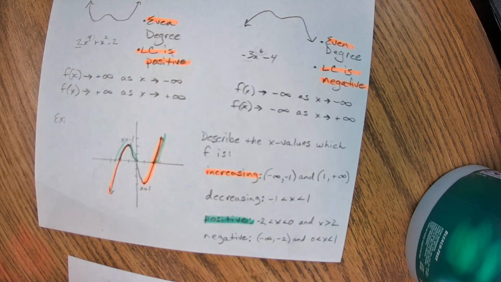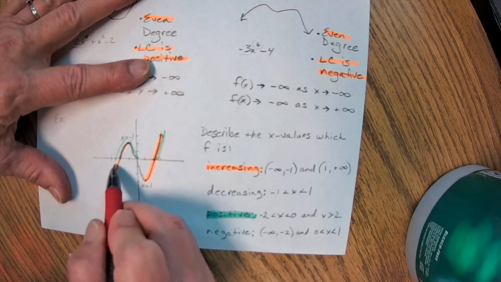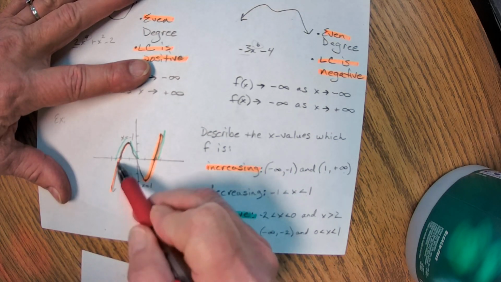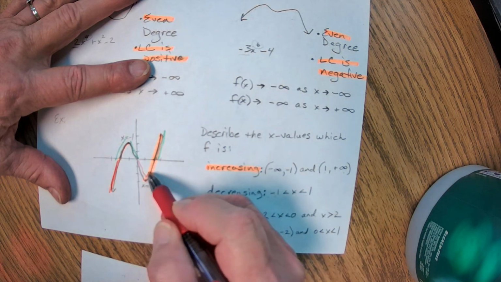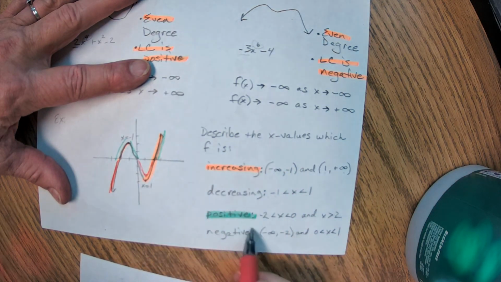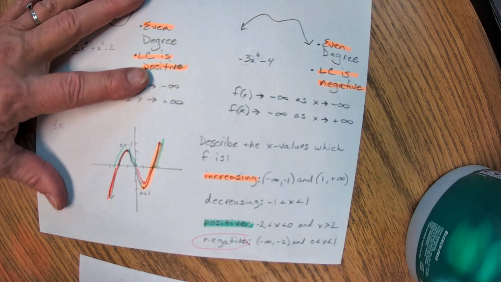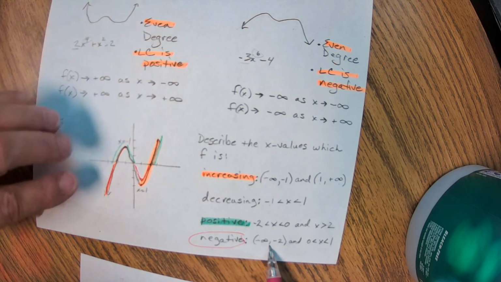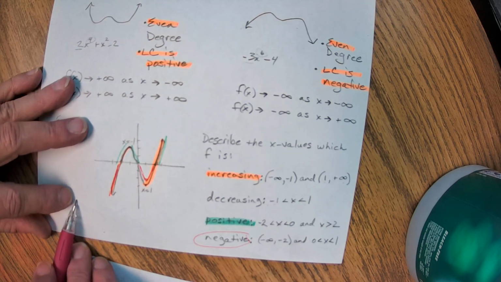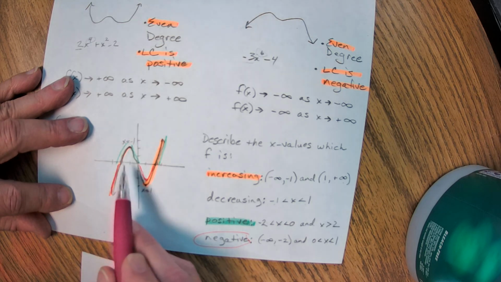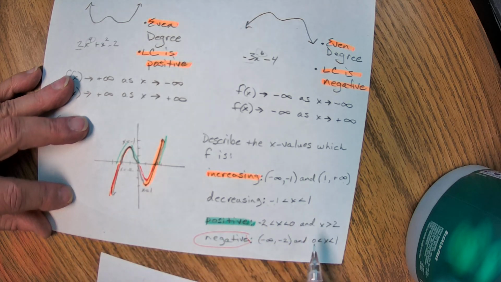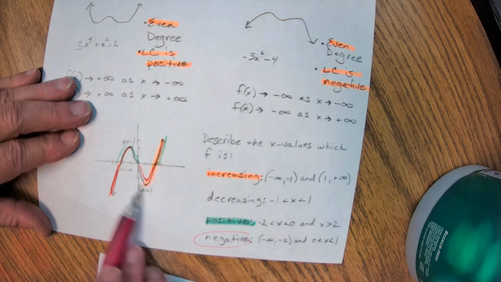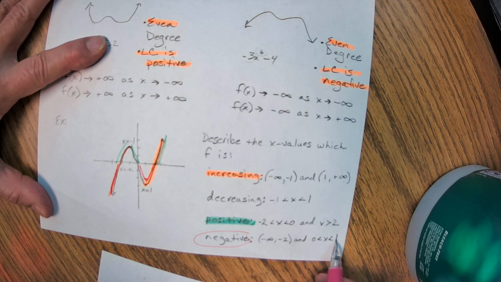So then if we look at the negatives, I have red. So it's negative right here, and it's negative in this interval. We're going to state that the function is negative when x is from -infinity up to this point right here where x is equal to -2. And then it's also negative when x is between 0 and, this should be 2, not 1.